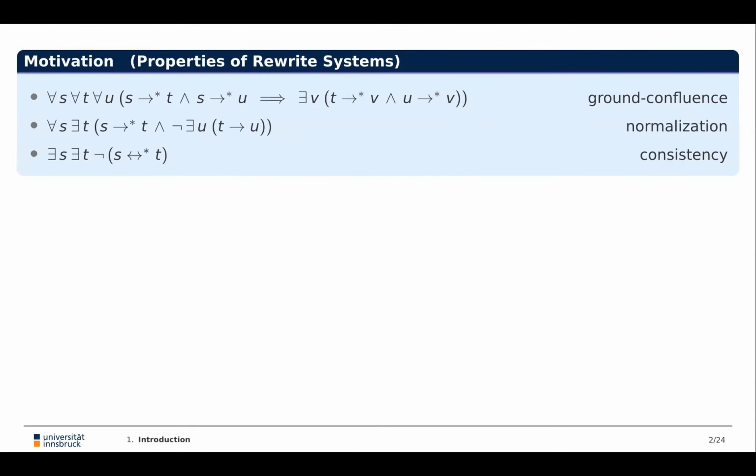When researching rewrite systems, it's natural to talk about properties of such rewrite systems. Here you can see three of them: ground confluence, normalization, and consistency, presented on the left as first-order formulas. There are many tools to talk about specific properties such as ground confluence, confluence, or normalization. However, it would be nice to have a tool which works in the full first-order theory of rewriting, as presented by these formulas on the left here.